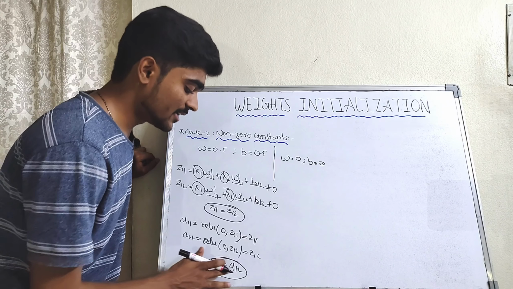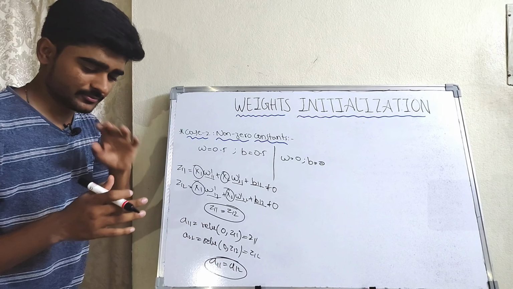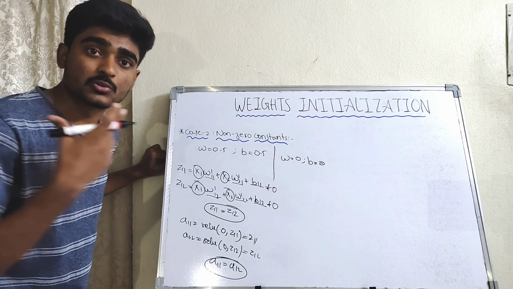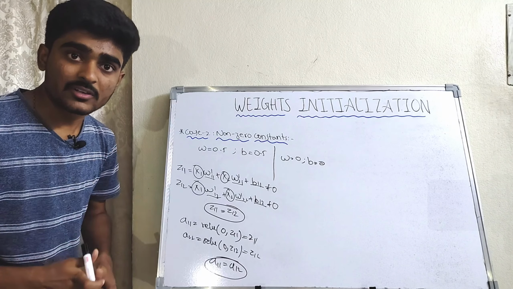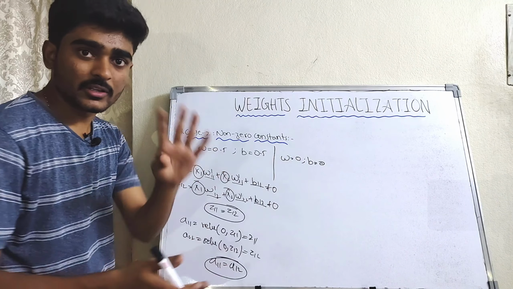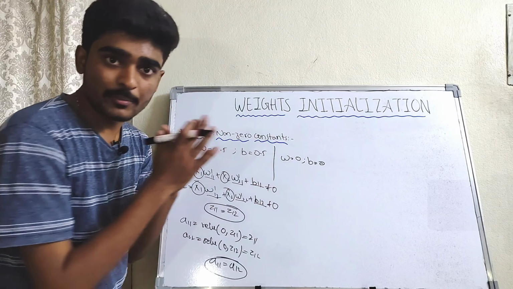As a11 is equal to a12, the derivatives of a11 and a12 are also equal. As the derivatives are equal, we'll be having the same gradient values. The four gradient values that we have seen in the previous case will be calculated.